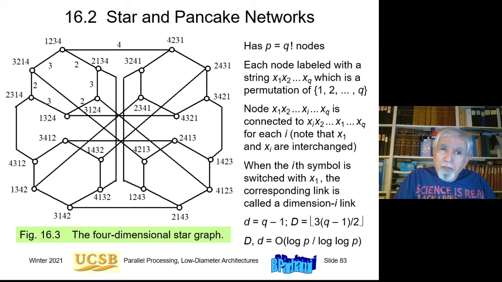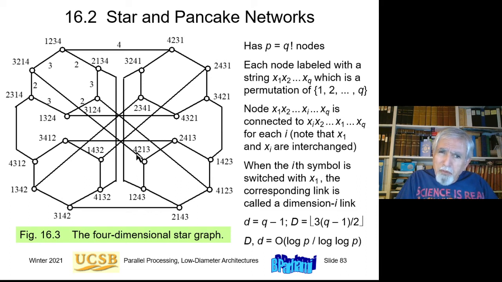Okay, so the neighbor of a node is another node whose label can be obtained from the original node by switching the positions of the first symbol and one of the other symbols. So because there are 3 such switchings possible, 1 and 2, 1 and 3, 1 and 4, there will be 3 neighbors to each node. And we call these dimension 2, dimension 3, and dimension 4 links. There's no dimension 1, that's for convenience. If you switch the first one with the second one, you call that a dimension 2 link. So let's take another example. 4 and 2 switched becomes 2, 4, 1, 3. So where is 2, 4, 1, 3? It is this one. So this is a dimension 2 link.